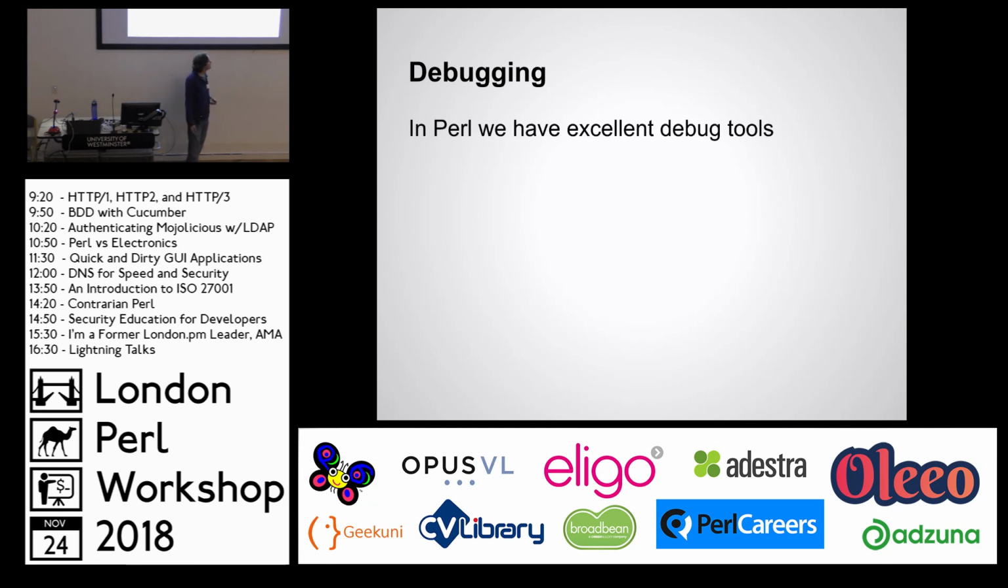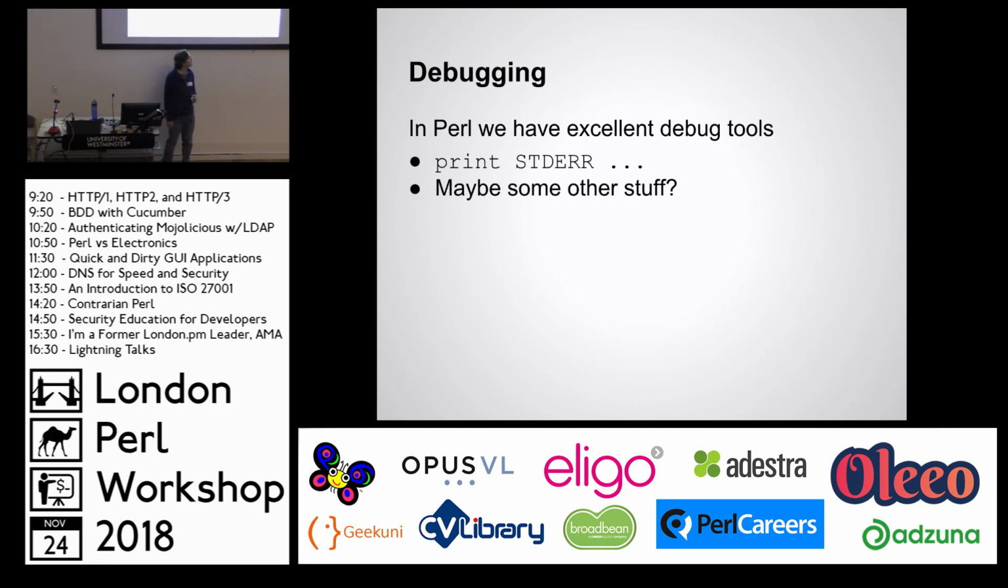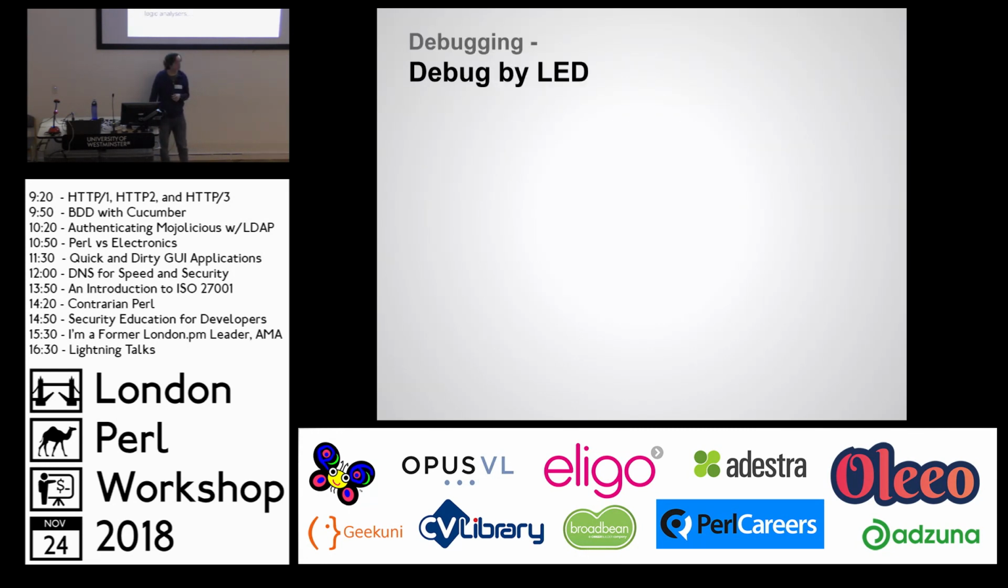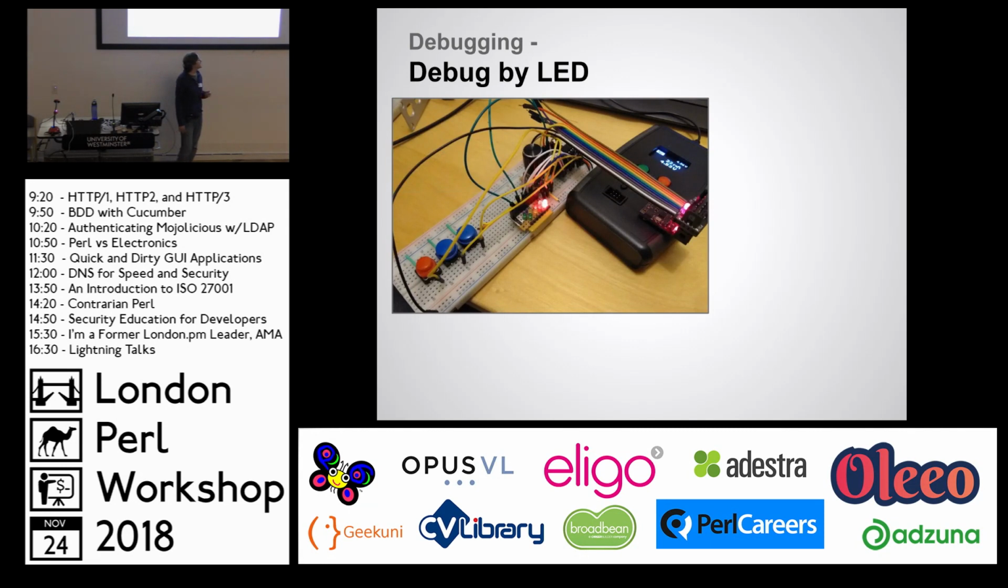So, debugging things. In Perl, we've got debug tools. We can print to standard error. There might be other debug tools. I don't know if anyone's ever used them. In electronics, funnily enough, it turns out we do that a lot as well. The so-called debugging by LED. And maybe we have other tools that we can point at if that doesn't quite work. So here's an example of debug by LED.